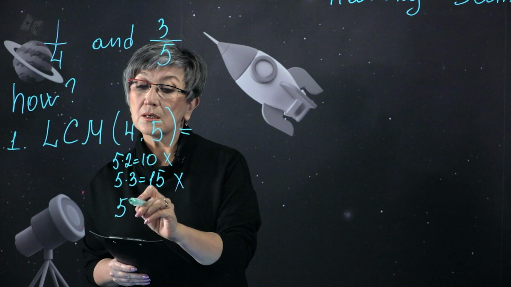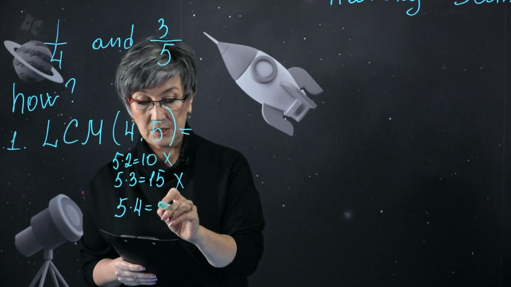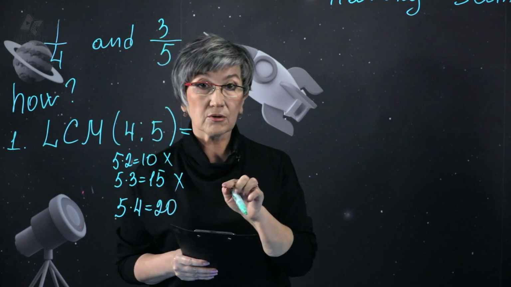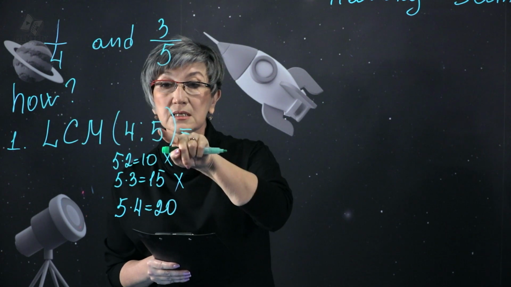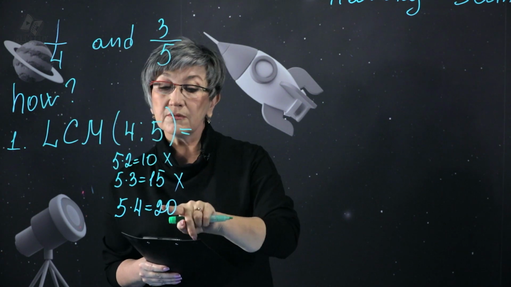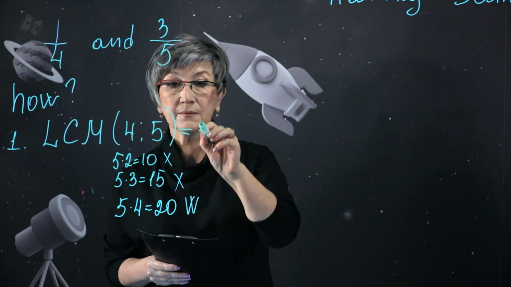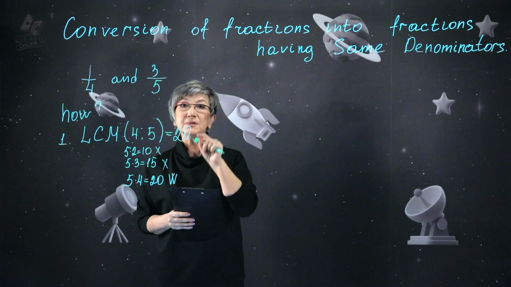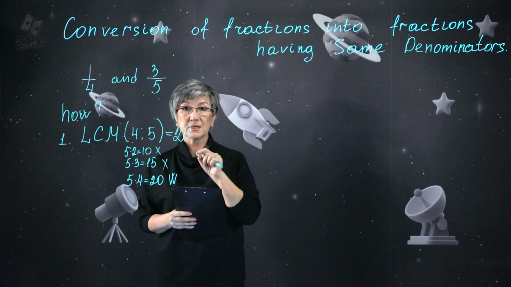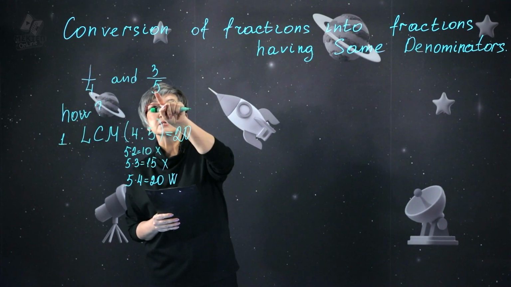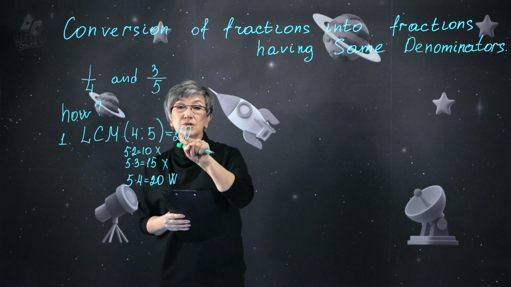Then I multiply 5 by 4 and obtain 20. I'm examining this number. Does 20 divide by 5? Yes. Does 20 divide by 4? Yes. Then 20 will be our LCD, the smallest multiple of all the denominators in the fractions. Instead of these denominators, the number 20 will be used.